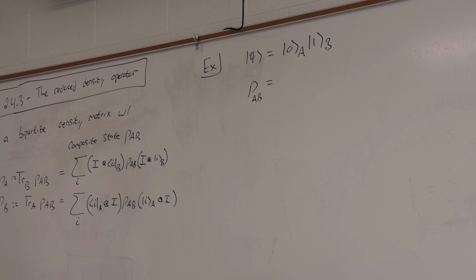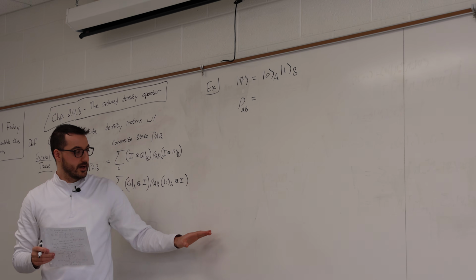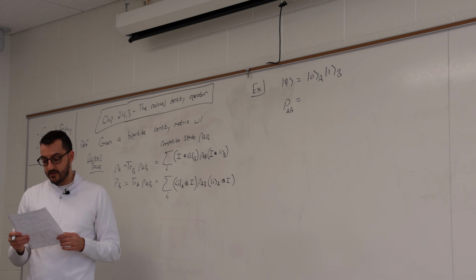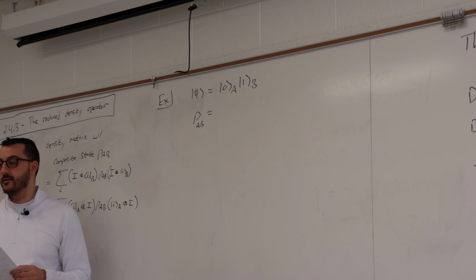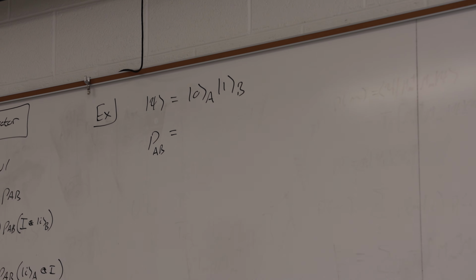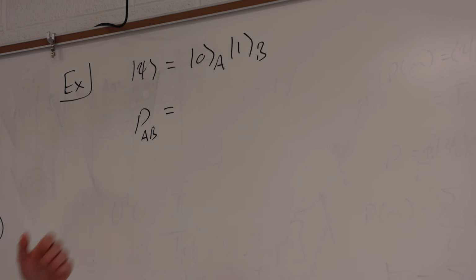This is where you have to use the fourth postulate for density matrices now, which I erased. But try to do this. Take a minute to yourself and try to write down what rho AB would be for this pure state described by a single wave function, psi.